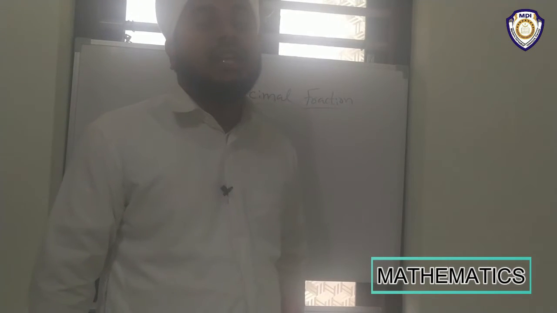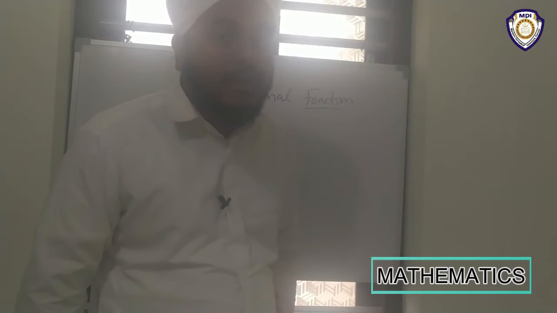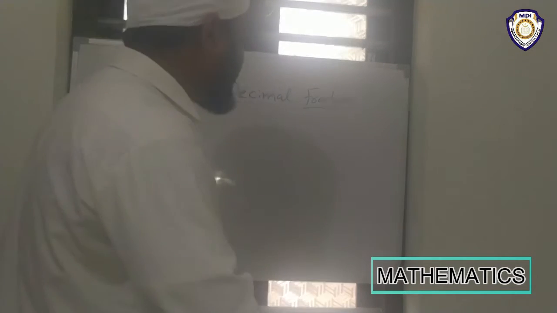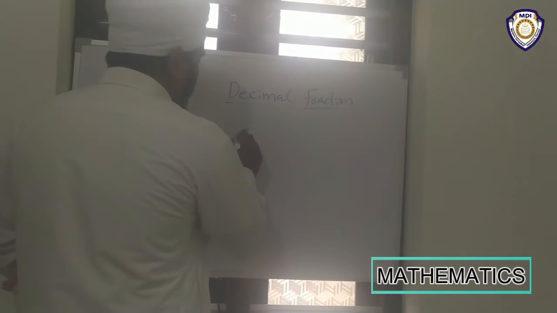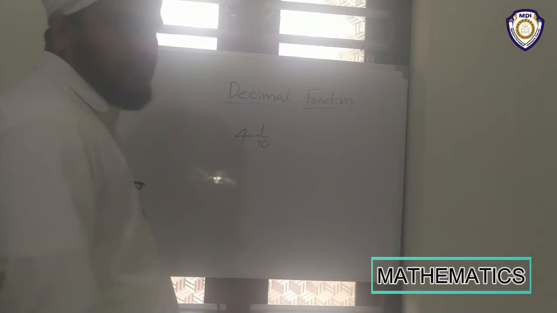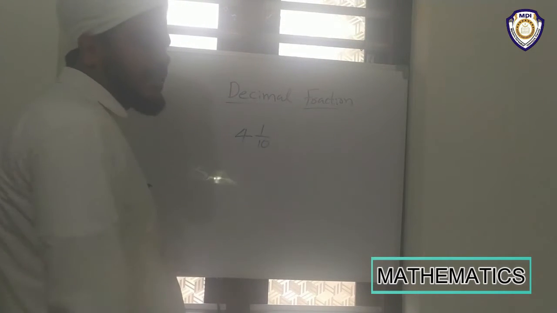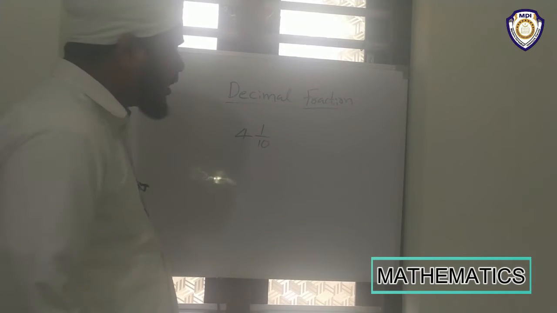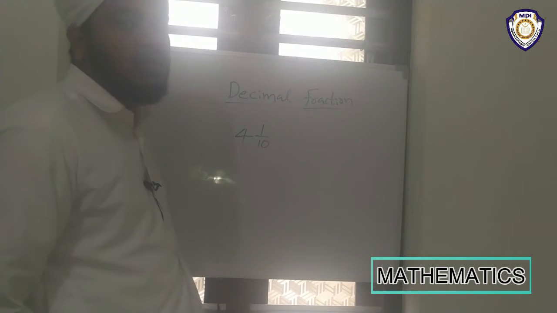Then it is written as 4 1/10. How? Why do we write 4 1/10?